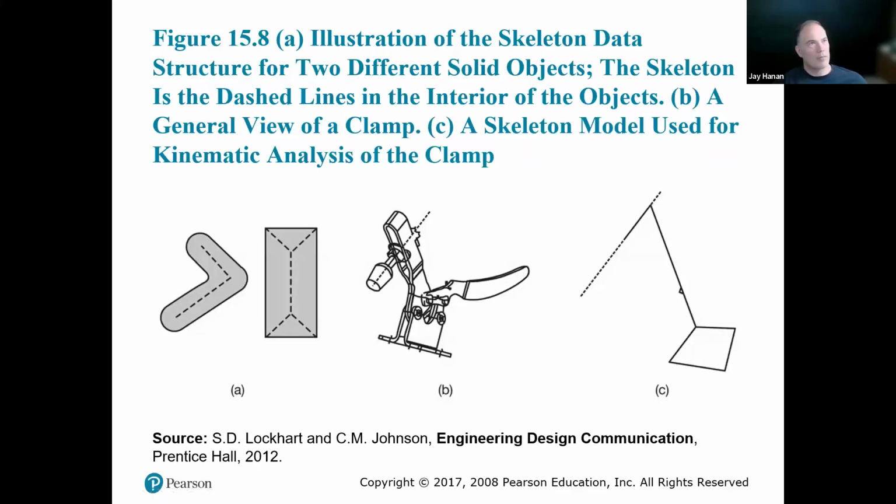You can do the same kind of thing for more complex objects. You just come up with a skeleton data structure for those objects. Here the dash line is representing that for some simple ones, and then you can imagine a more complicated object can be simplified with a skeleton model for at least the important parts that you want to model. Now keep in mind this is referenced from a 2012 source, so we certainly are much more complicated now, but as I said before, the fundamentals are the same.